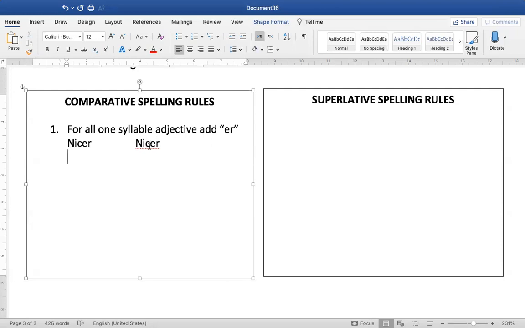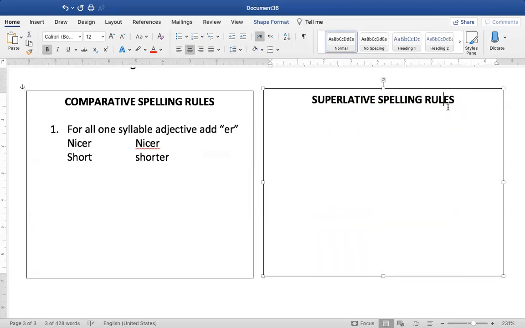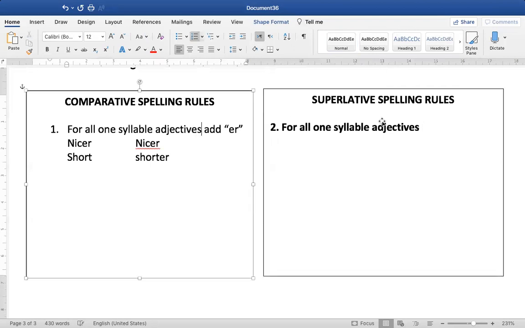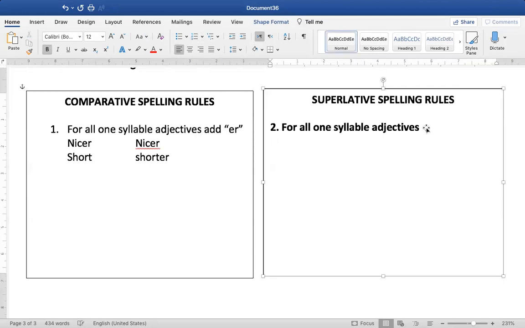You have other adjectives such as, for example, short, then it will be shorter. In the same category, if you would like to form a superlative adjective, for all one-syllable adjectives, in the comparative form we say ER, but in the superlative adjective, we add what? EST.